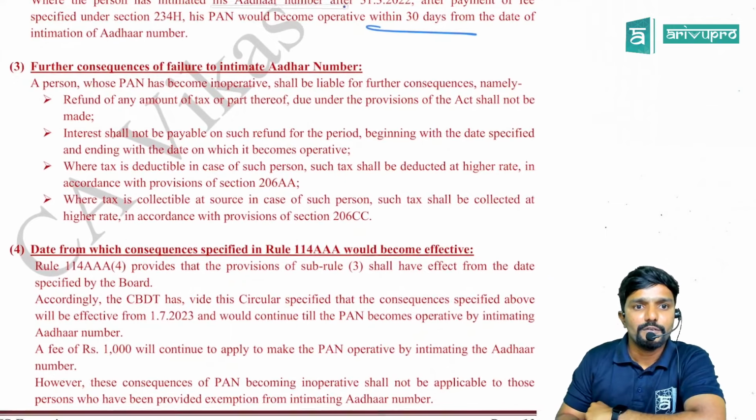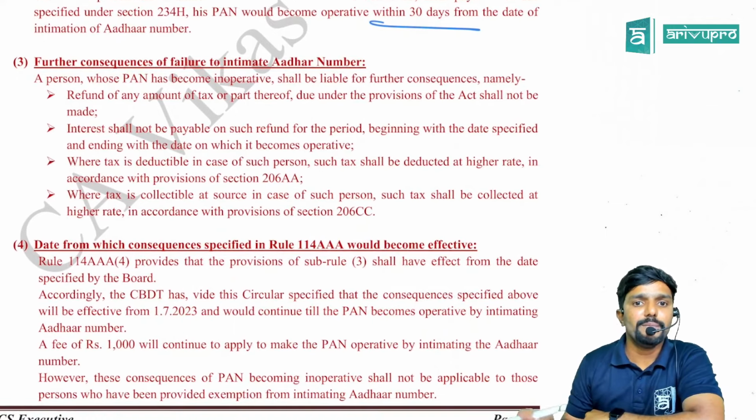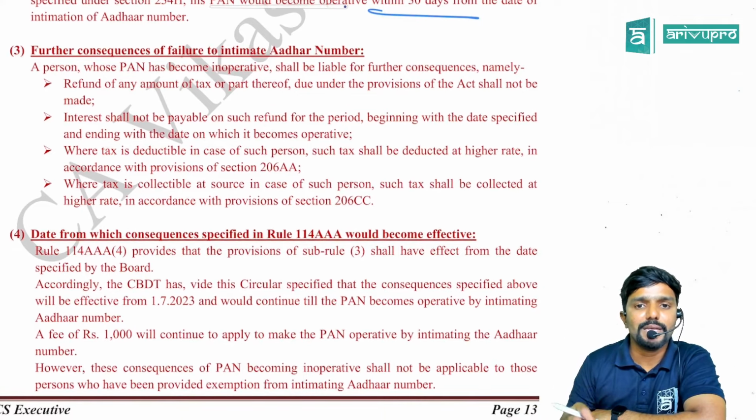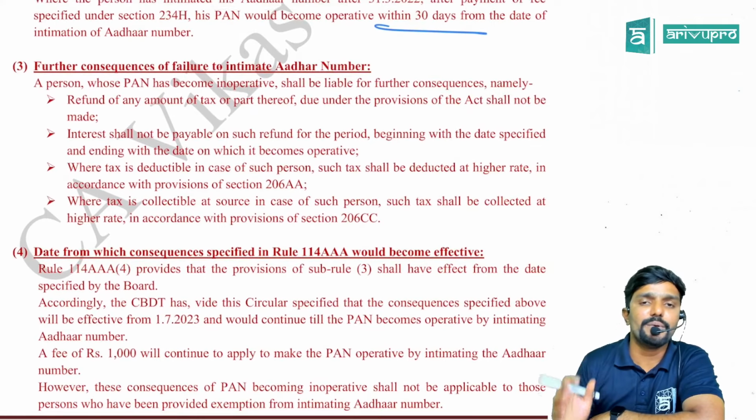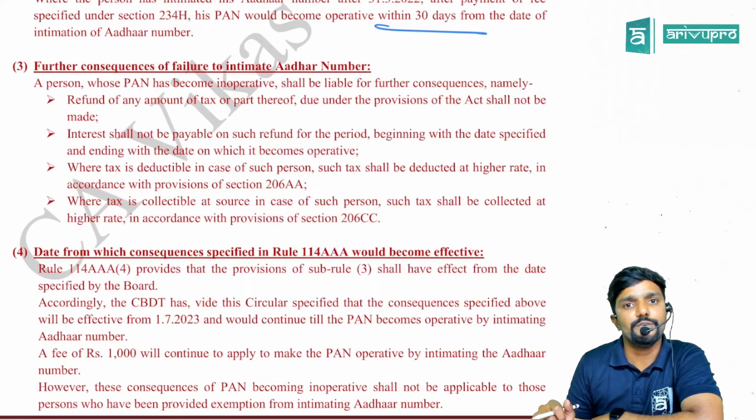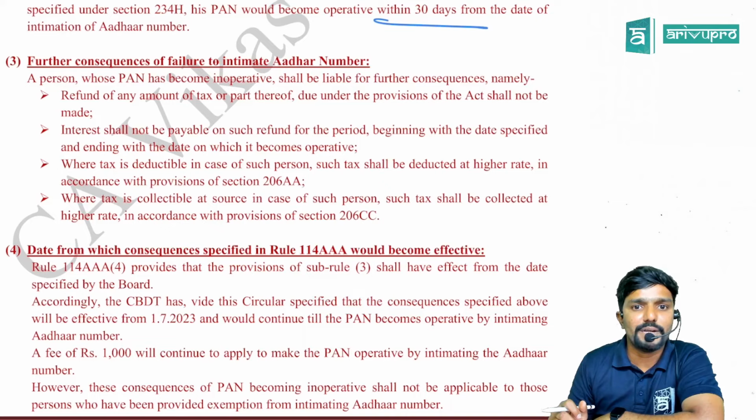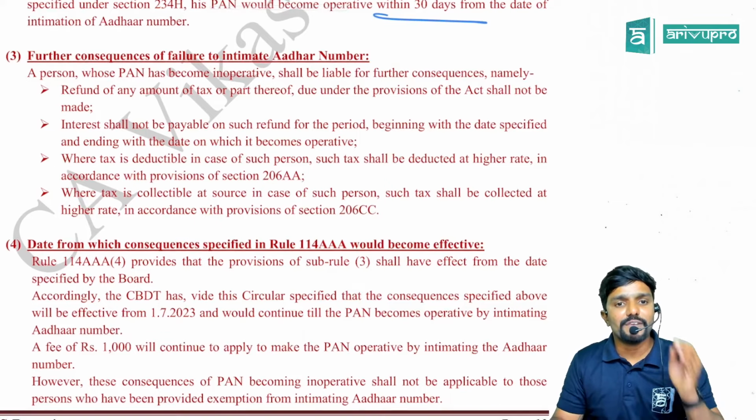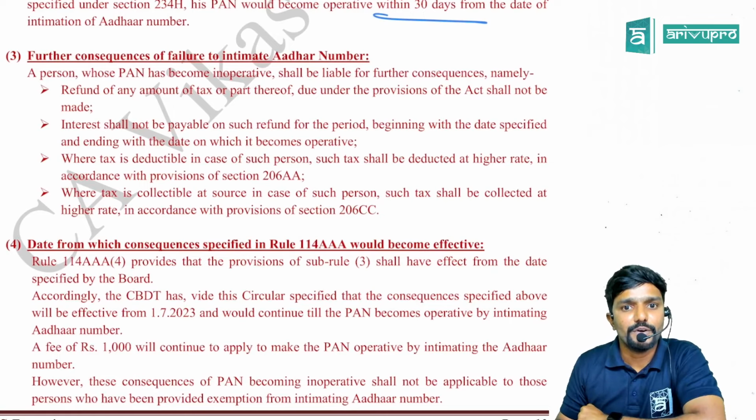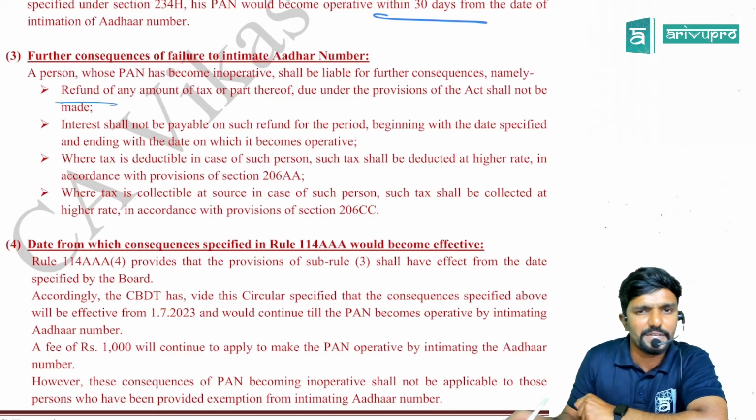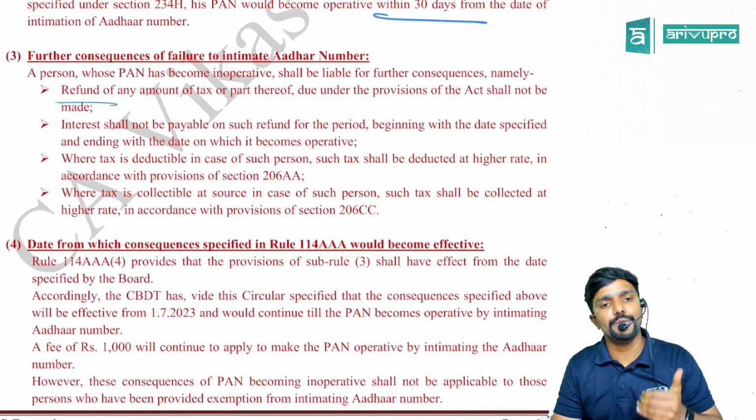Sub-rule 3. Further consequences of failure to intimate Aadhaar number. A person whose PAN has become inoperative shall be liable for further consequences, namely, means once your PAN has become inoperative, all these consequences you have to face. What are those? Refund of any amount of tax or part thereof due under the provisions of the Act shall not be made. Means if you are eligible for any refund, it will not be processed for you.